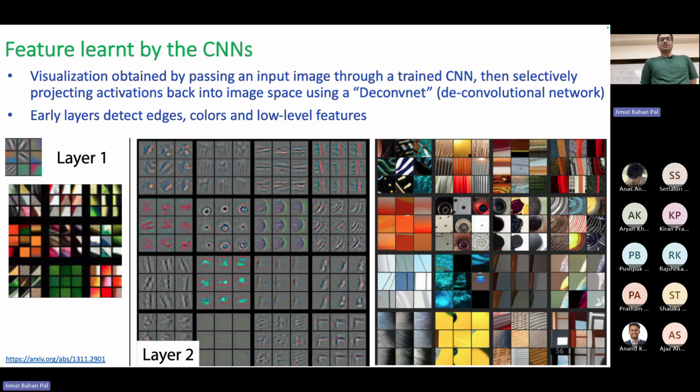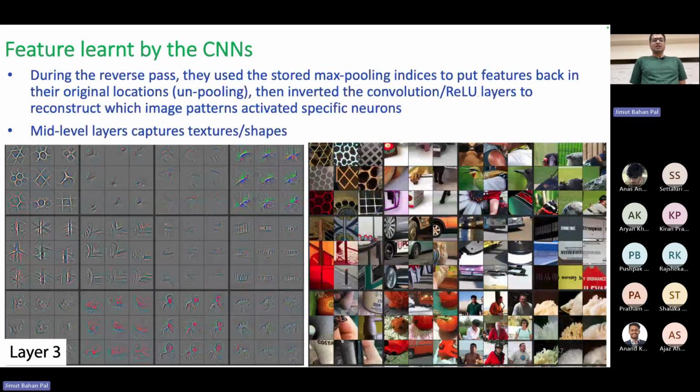features are being detected. The initial layers, which are close to the input, just detect edges, color, or low-level features, similar to the first experiment that we have seen, the Hubel and Wiesel one. Similarly, the mid-level layers will have mid-level features. What they did was use the stored max pooling indexes to put features back into their original locations, and then inverted the convolutional ReLU layers to reconstruct the image patterns that activated specific neurons.